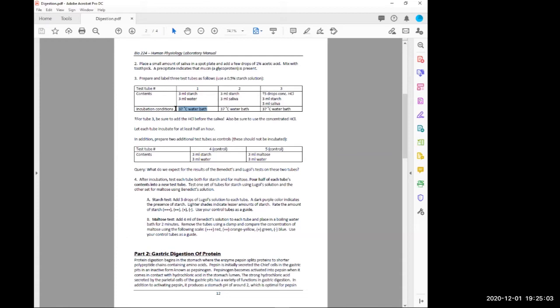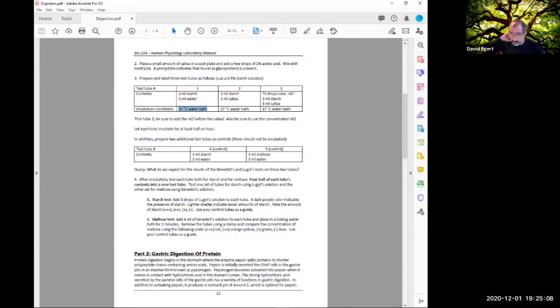That's body temperature. Exactly. It's mimicking body temperature. So you're going to have to say, after this starch and water have been sitting together at body temperature for half an hour, what are you going to expect to see in those tests for starch and maltose?